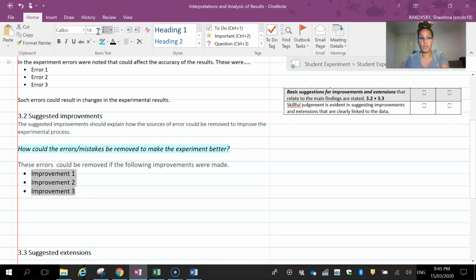Whatever the case is, you need basic suggestions for improvements and extensions that relate to the main findings. That's all good, but what we want to be able to do as well is explain why. So improvement 1, whatever it is, this is because. Now, it should have a capital letter there.